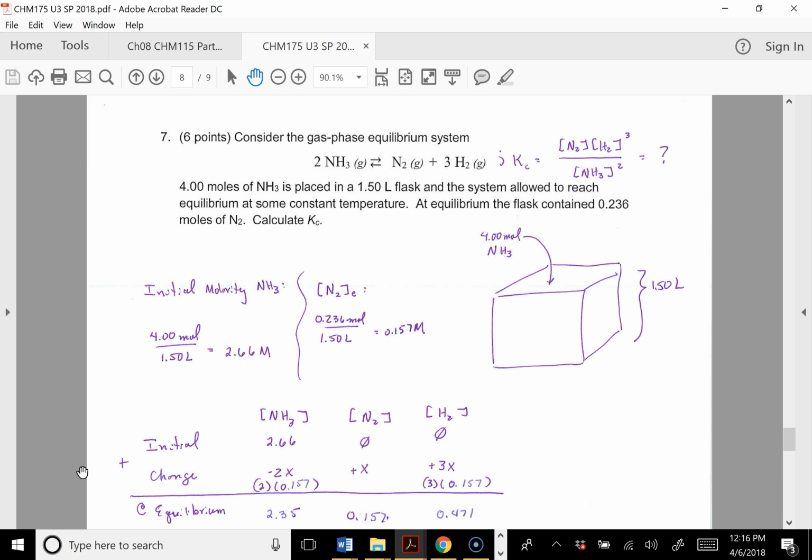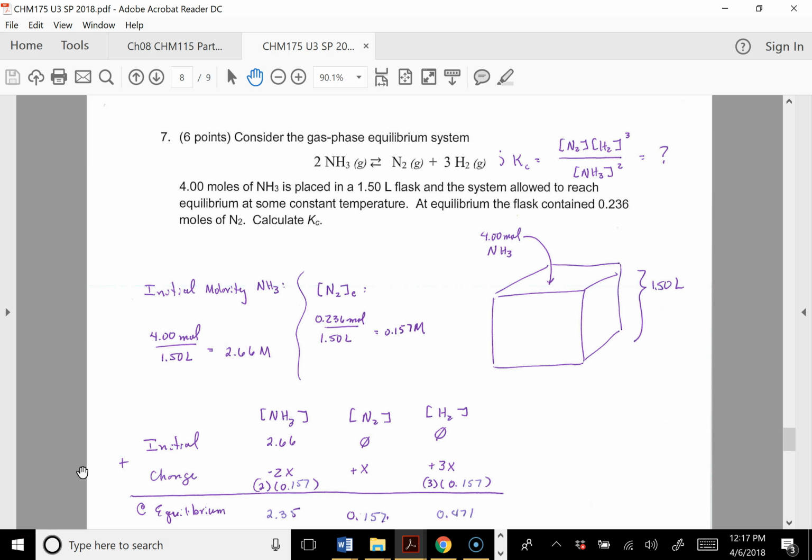Again, in front of the H2, we have a coefficient of 3. So that's our ICE table. Now the initial, if we take the moles, 4 moles, and divide it by 1.50 liters, you get a molarity of 2.66. That's where that came from. Of course, the initial molar concentration of these guys is nothing. Now, where the N2 comes in is that's the one equilibrium concentration.